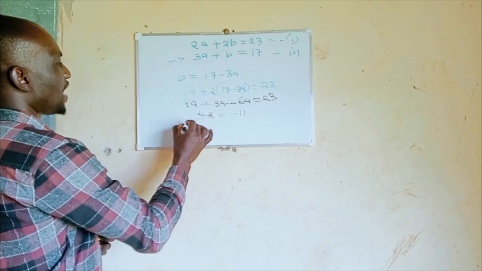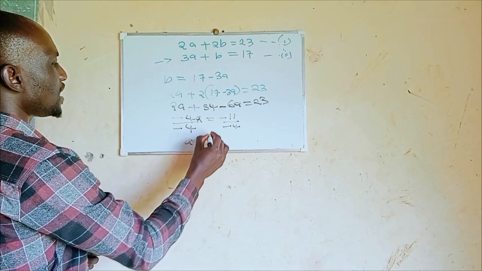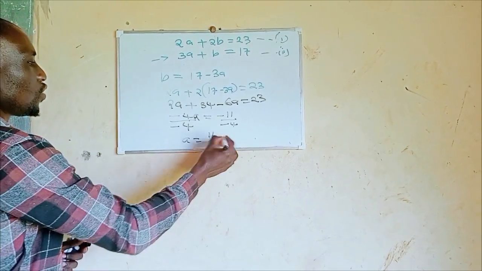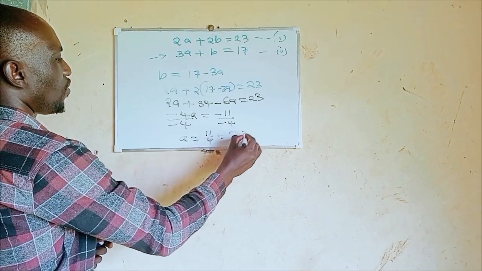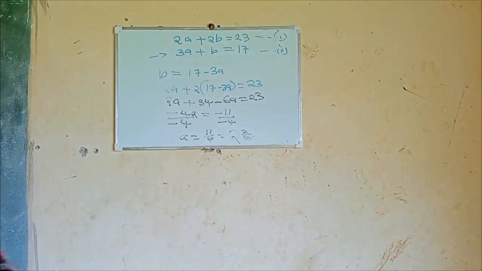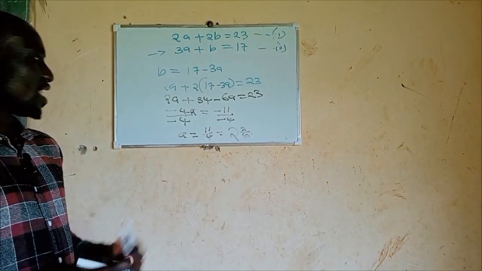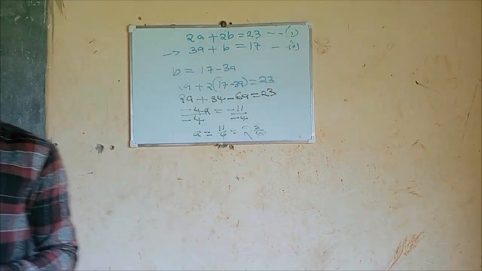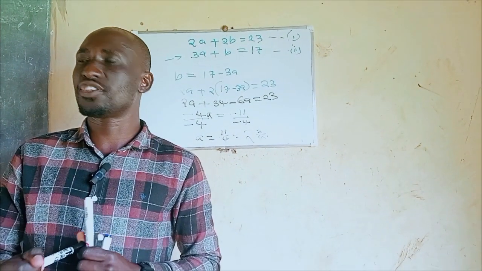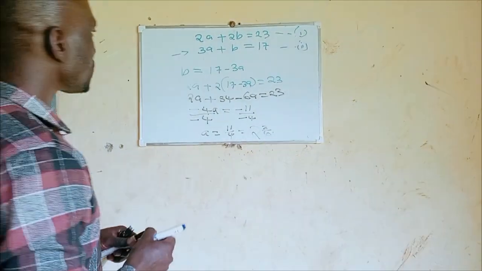So you divide both sides by negative 4. A therefore is 11 over 4, which is simply 2 and 3/4. So this is the result for A. But for simultaneous equations, you must find the value of the two unknowns. In that case, we must get the value of B.